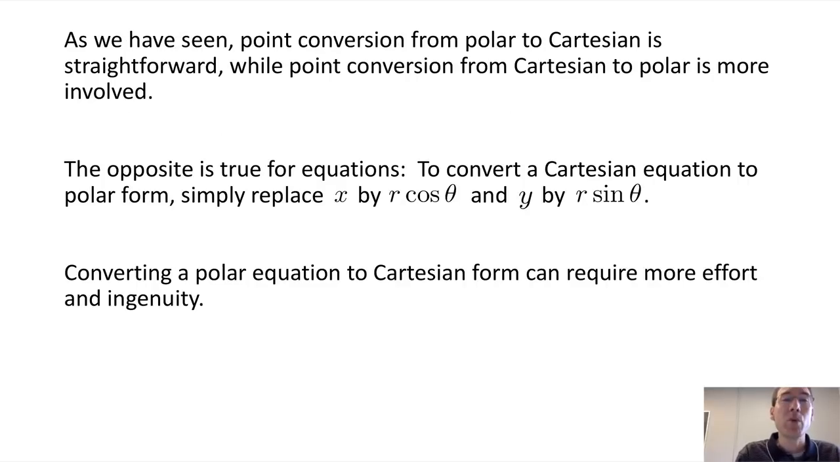As we have seen, point conversion from polar to Cartesian is straightforward, while point conversion from Cartesian to polar is more involved. The opposite is true for equations. To convert a Cartesian equation to polar form, we simply replace x by r cosine theta and y by r sine theta. Converting a polar equation to Cartesian form can require more effort and ingenuity.